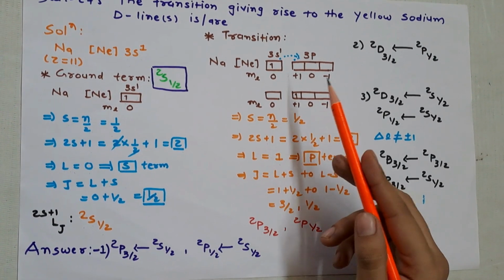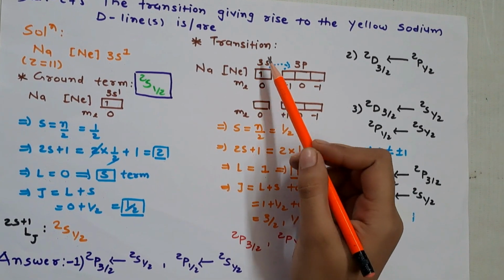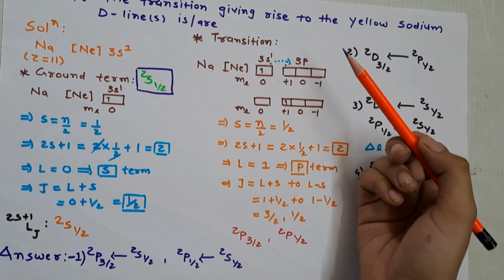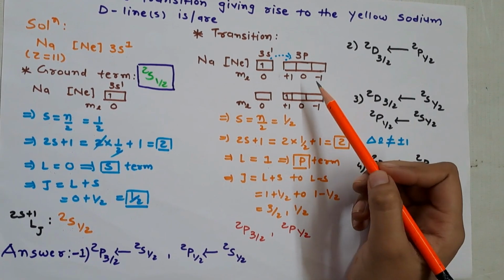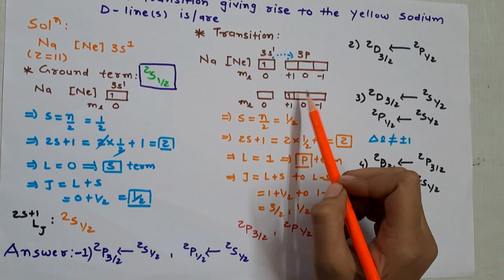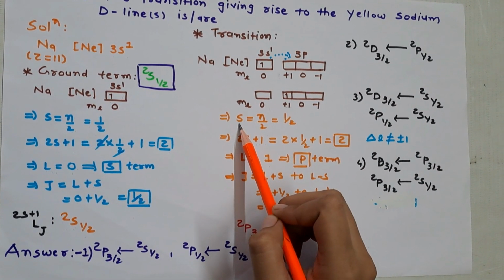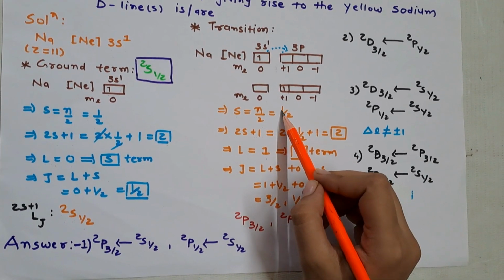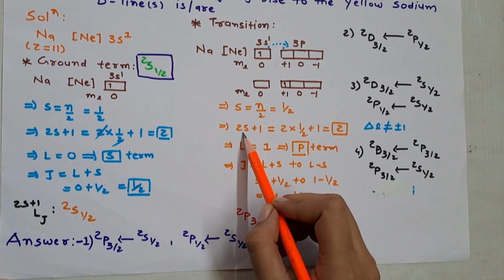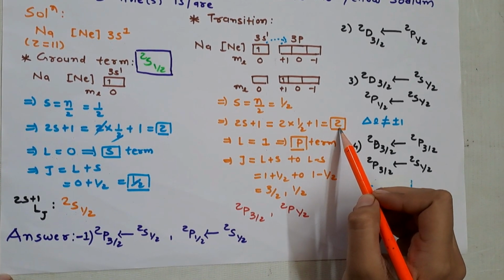Now we will see the transition. So here the one electron present in the 3s orbital is excited into the 3p orbital, with its spin remaining the same. So first of all, we will calculate the spin quantum number S is equal to n by 2, which is obtained as 1/2. Now we will calculate the spin multiplicity 2S plus 1, which is obtained as 2.